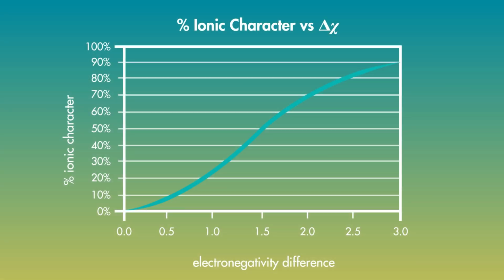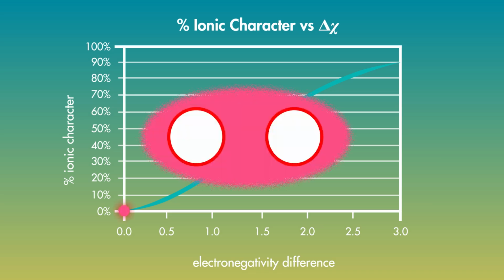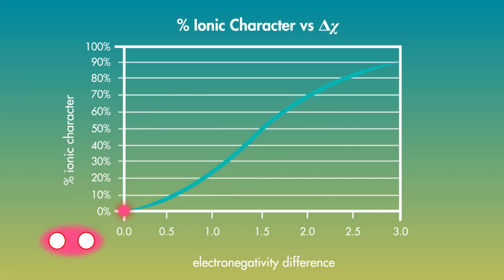On one axis, we have the electronegativity difference between two atoms. On the other, the percent ionic character of the bond, which tells you how polar the bond is and how large the atomic partial charges are going to be. When that difference is 0, because the two atoms are the same element, the bond has 0 ionic character. The electrons are shared equally, and there are no partial charges on the atoms. This is a perfectly covalent bond.